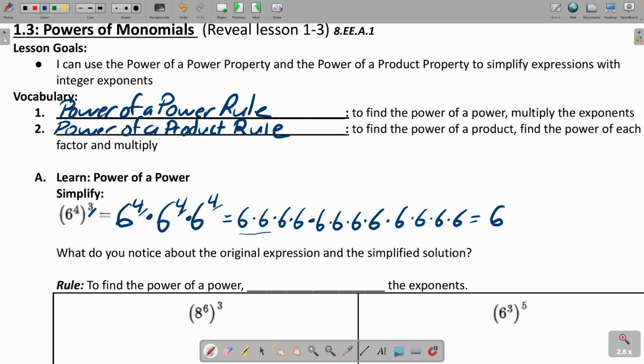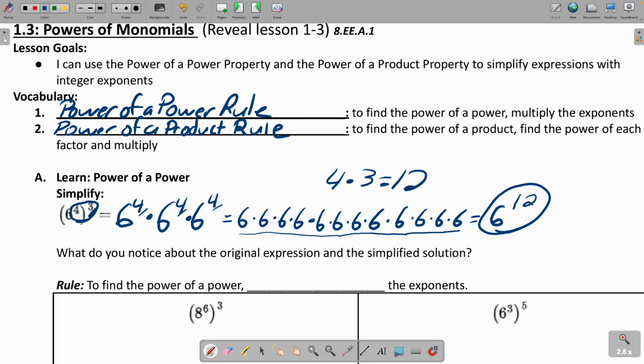So we have 1, 2, 3, 4, 5, 6, 7, 8, 9, 10, 11, 12. So the answer would be 6 to the 12th. So if I look at my original exponents of 4 and 3, the way to get 4 and 3 to become 12 is 4 times 3. So that's how they came up with, when you have a power to a power, you multiply your exponents. So here, to find the power of a power, we multiply exponents.